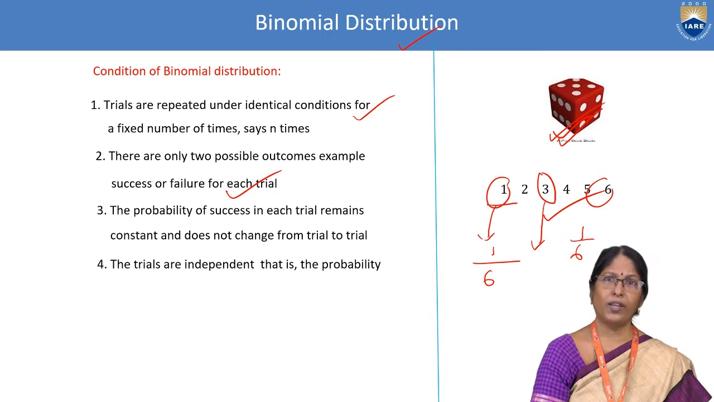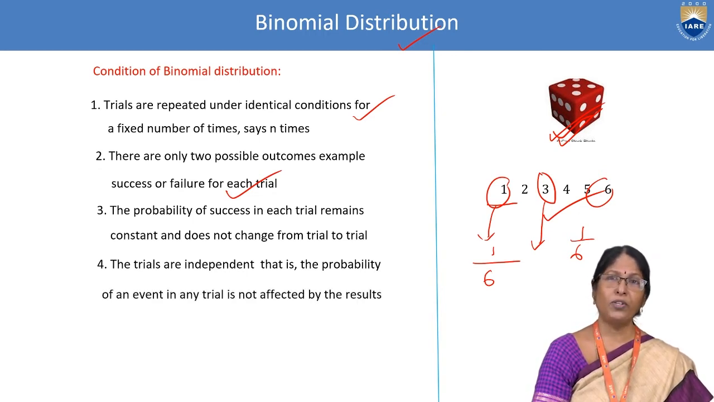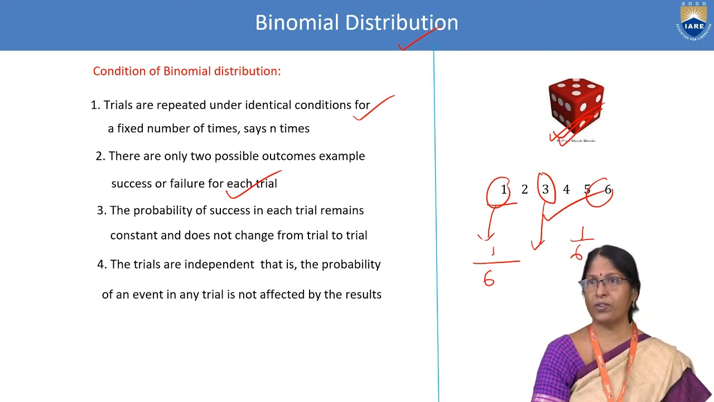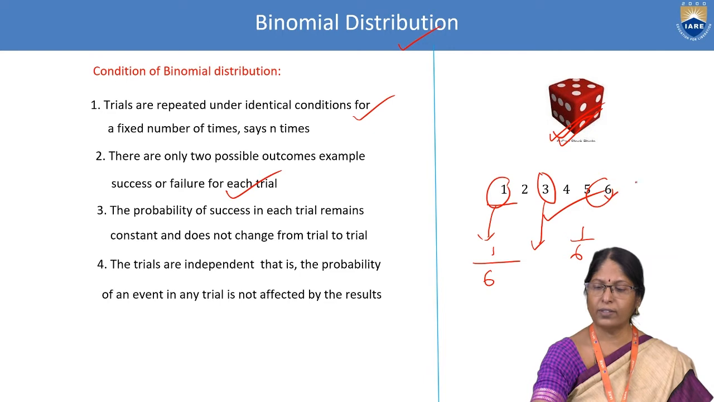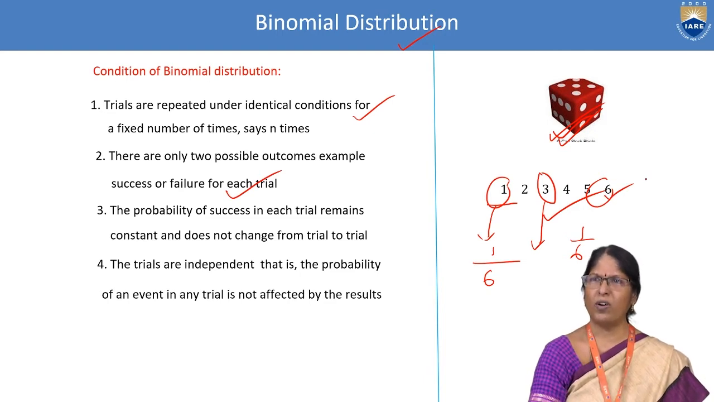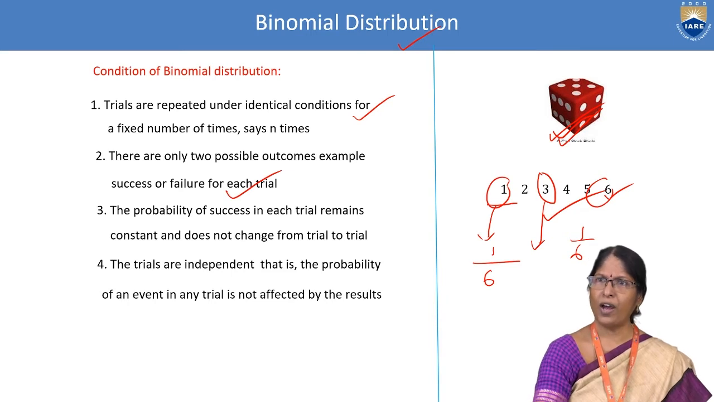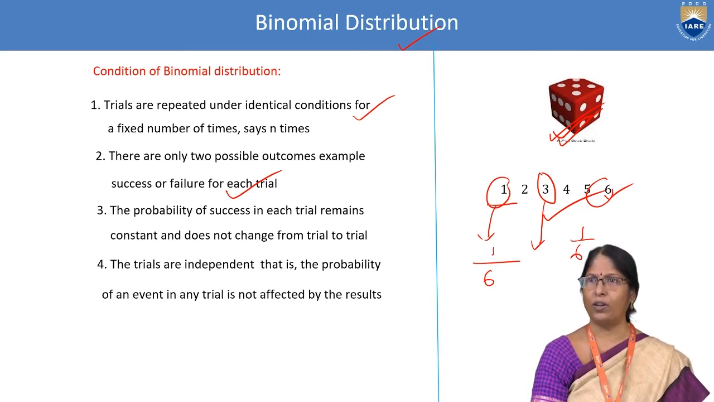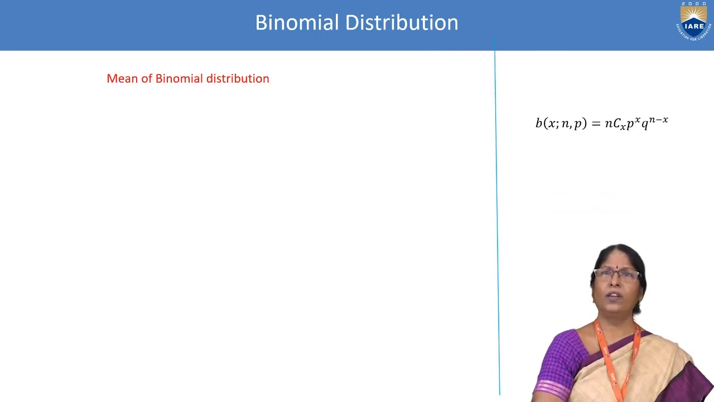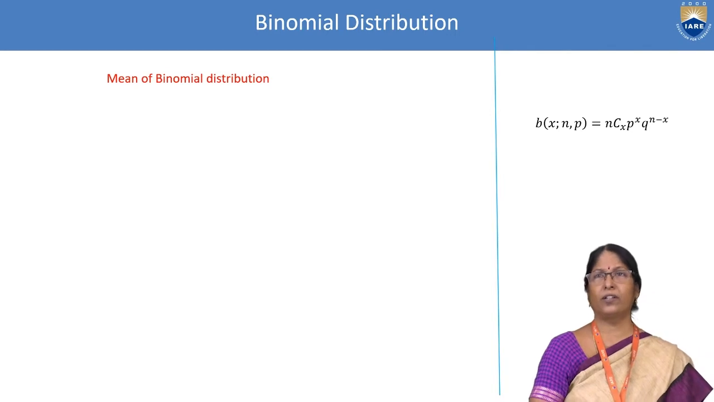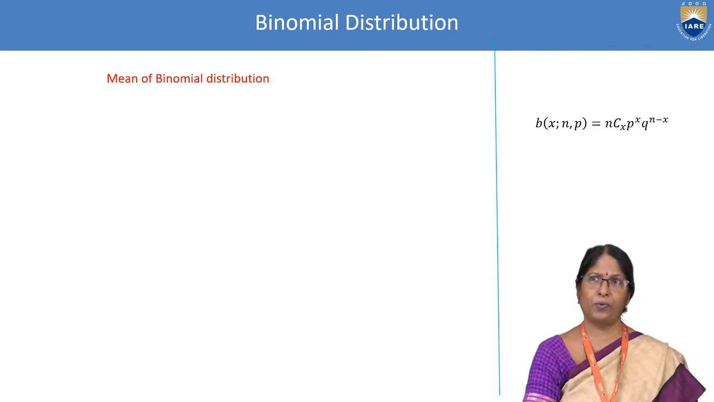The last one is that the trials are independent. That is, the probability of an event in any trial is not affected by the results of other trials. Now 6 has to come on its own way if we throw the die. Or 5, on its own way, it will fall. They are independent. There is no force. Now we have completed the definition of binomial distribution.